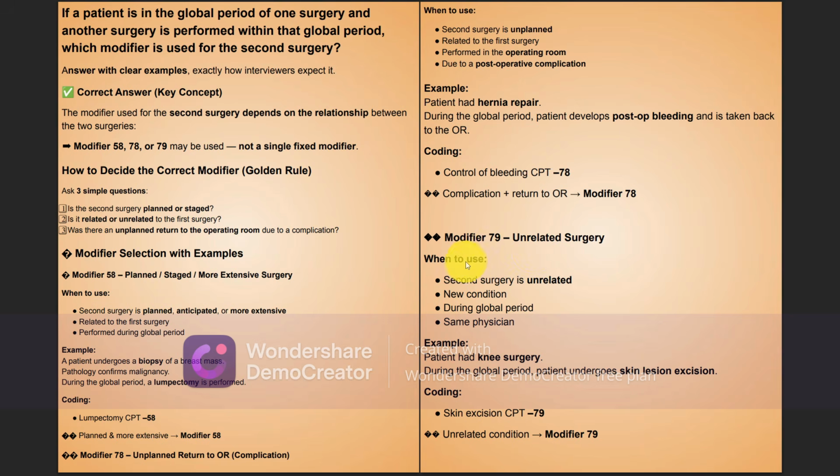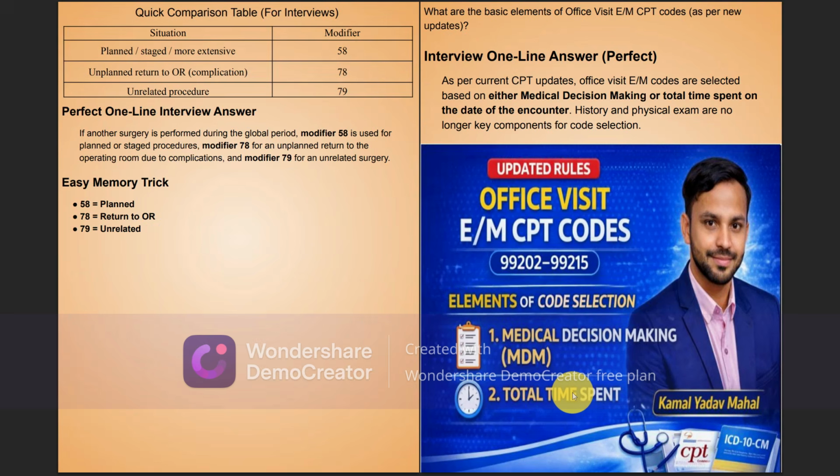79: unrelated surgery. When to use? The second surgery is an unrelated, new condition during the global period, same physician. Example: patient has a knee surgery, and during the global period the patient undergoes a skin lesion procedure, already discussed, with a 79 for the unrelated condition, so we are using the 79 modifier. Quick comparison table.